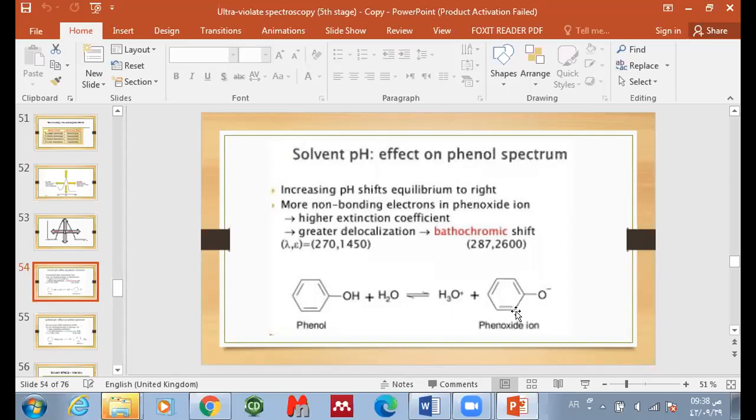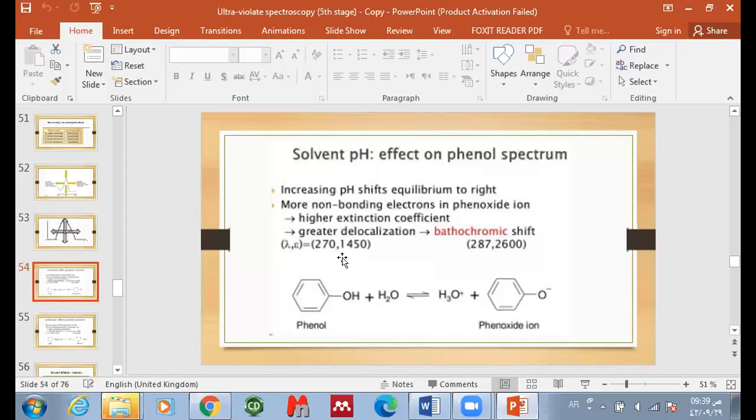Add more non-bonding electrons to the molecule, which will form phenoxide. So higher extinction coefficient, we call it epsilon, and greater delocalization. This means bathochromic shift or red shift, or higher wavelength.